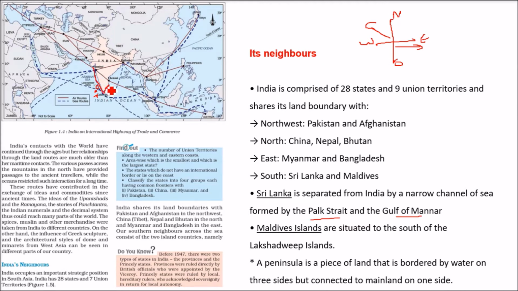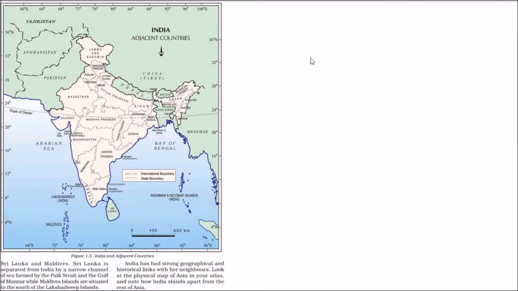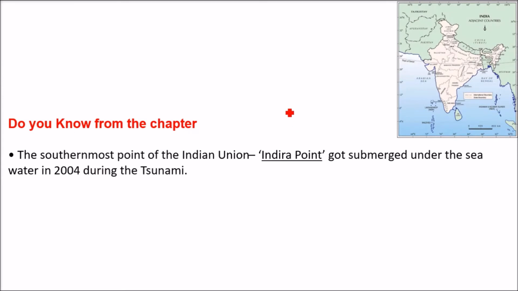So this is a peninsula. India is a peninsula, and peninsula means one landmass with sea on three sides. If this is a peninsula, this will be the land, and all three parts, this one, and this one will be sea. This is the landmass. That is why we call this type of region a peninsula. So what do we know by this chapter?